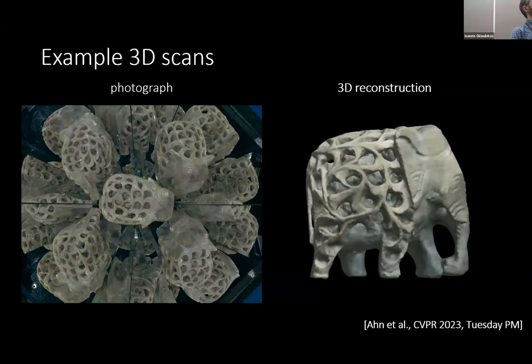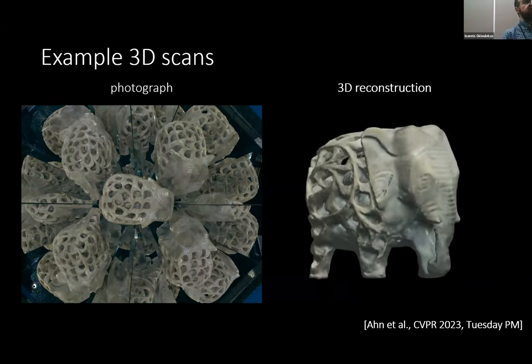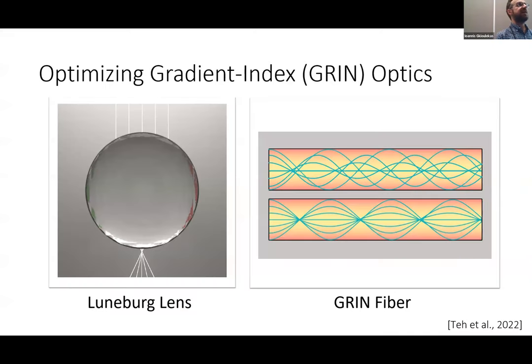So those are all 3D reconstruction examples. I will show one more use case for differentiable rendering that goes back to what Adithya was describing earlier in terms of gradient index optics. One problem we'll be looking into is how can we come up with optimized, heterogeneous refractive index profiles, optimized for some specific lensing task.